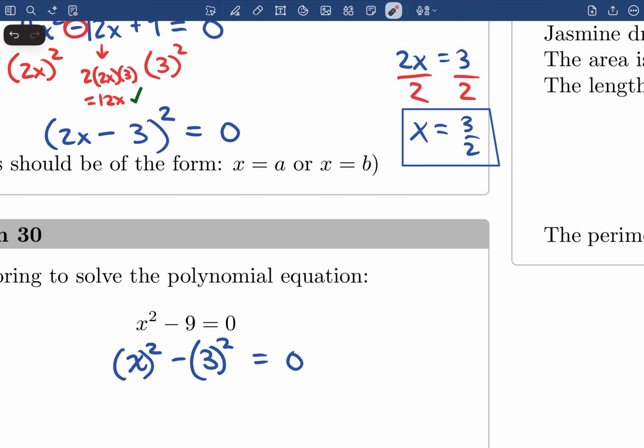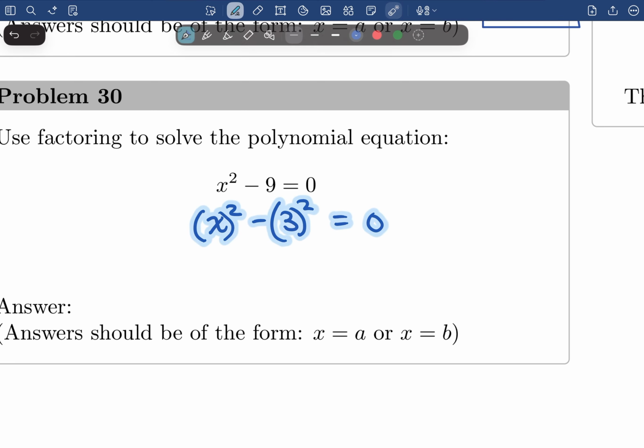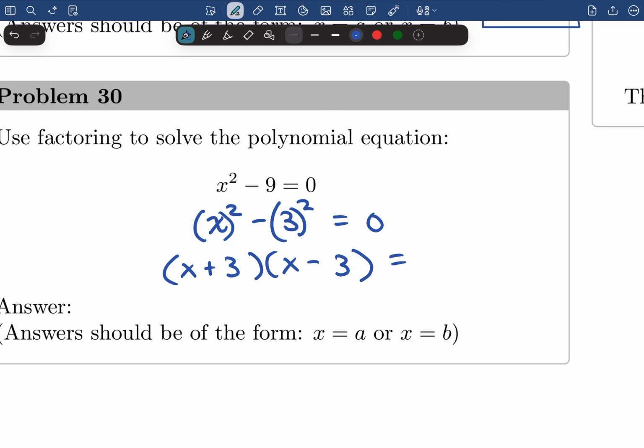So now that I've written it like this, I can see the difference of two things that are squared. And so I factor it. Using our factoring skills, we've learned, turn it into two binomials with x and 3 and x and 3, and put opposite signs between the two terms. Those are conjugates, and that's equal to 0.